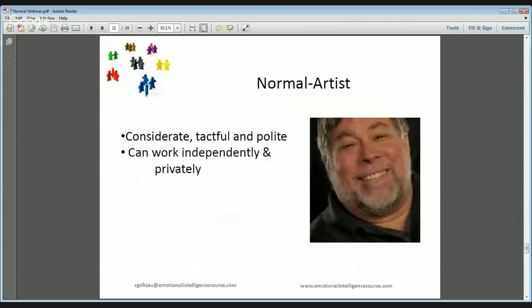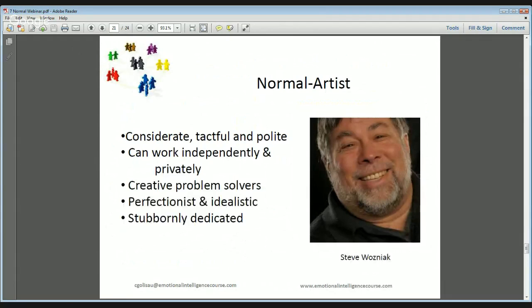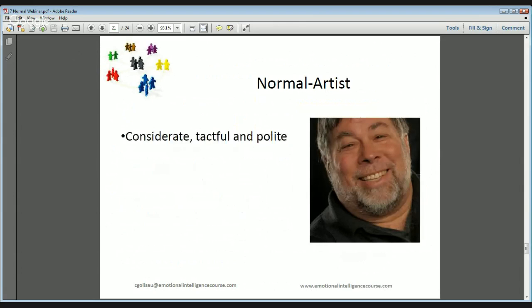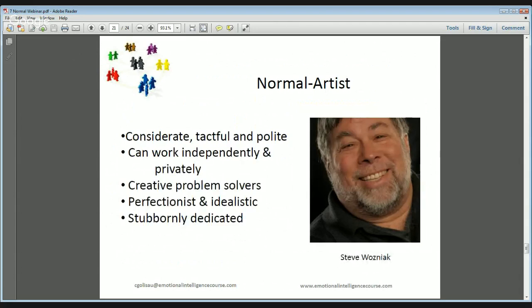For the artist, normal artist, I've chosen Steve Wozniak. With all the films and books on Steve Jobs that have come out, Wozniak, the co-founder of Apple, always gets some pieces. And of course, what comes across about Wozniak is he's a very considerate, tactful, and polite person. Phenomenal computer engineer, great problem solver, creative, tends to be a little bit perfectionist and idealistic. This came across in some of the films, and he almost becomes stubbornly dedicated, which A's can be.